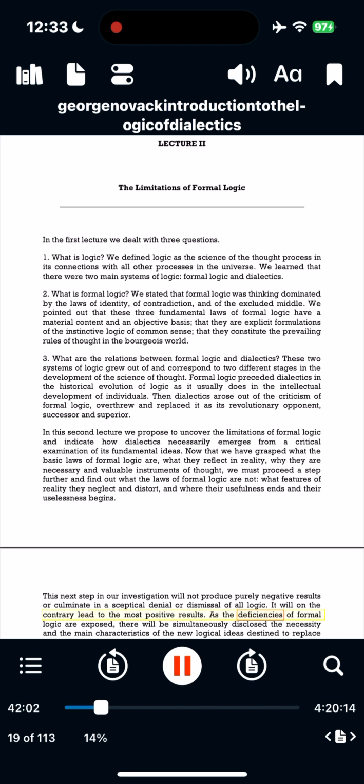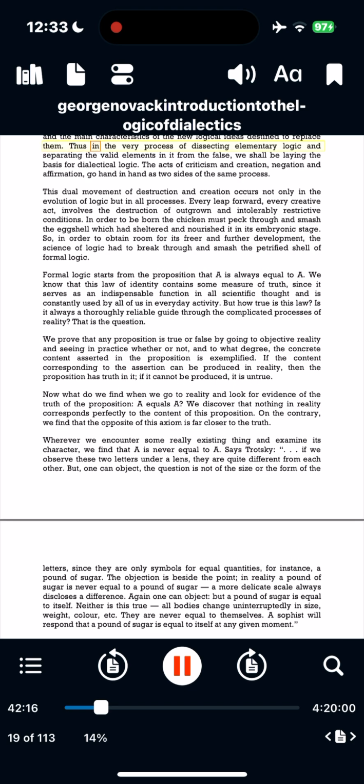As the deficiencies of formal logic are exposed, there will be simultaneously disclosed the necessity and the main characteristics of the new logical ideas destined to replace them. Thus, in the very process of dissecting elementary logic and separating the valid elements in it from the false, we shall be laying the basis for dialectical logic. The acts of criticism and creation, negation and affirmation, go hand in hand as two sides of the same process.